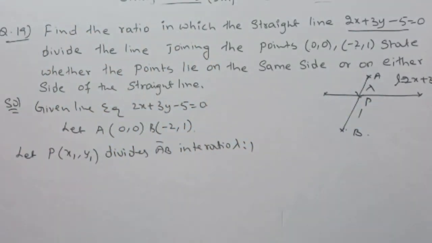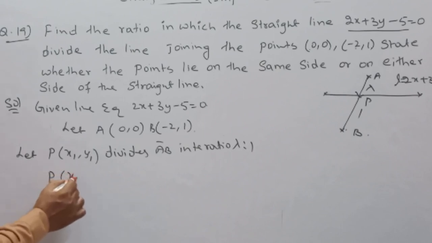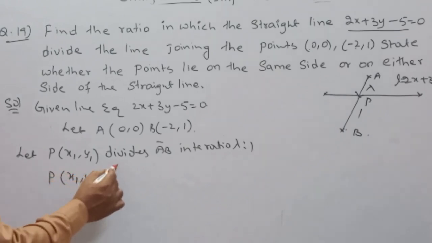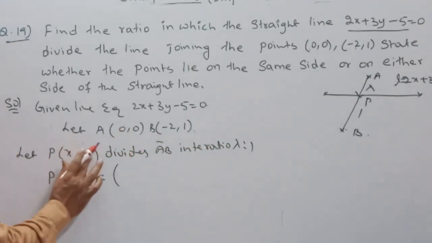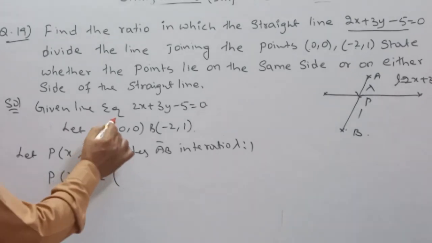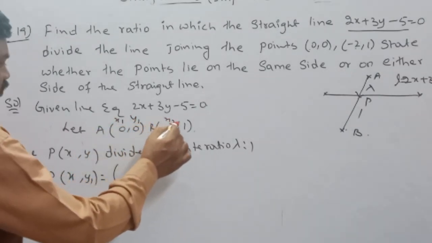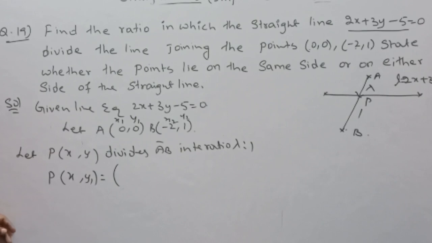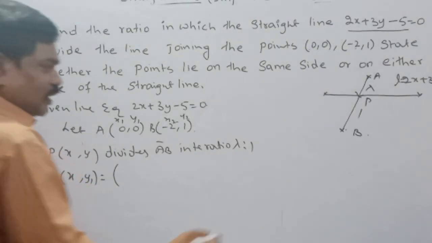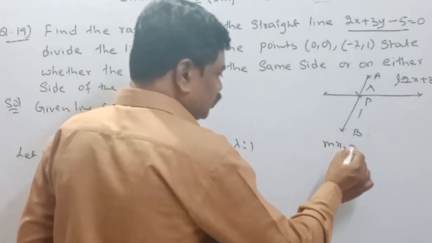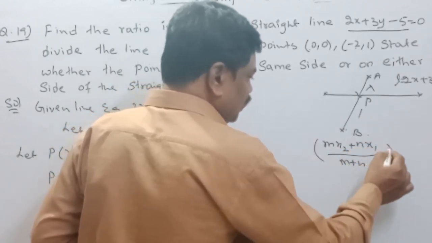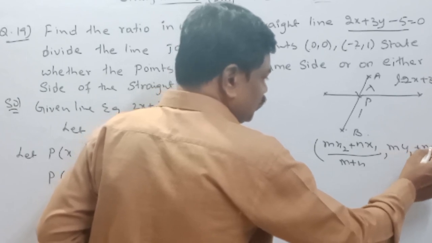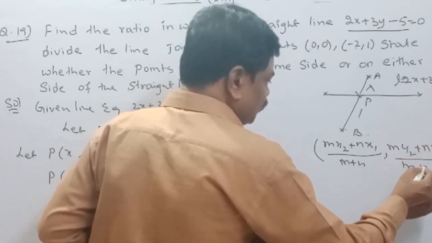So here you take the coordinates of P. Coordinates of P are (x1, y1). Let us take this as (x, y), and this is (x1, y1), this is (x2, y2). What is the formula? Section formula: you write (mx2 + nx1)/(m + n). Similarly, (my2 + ny1)/(m + n).